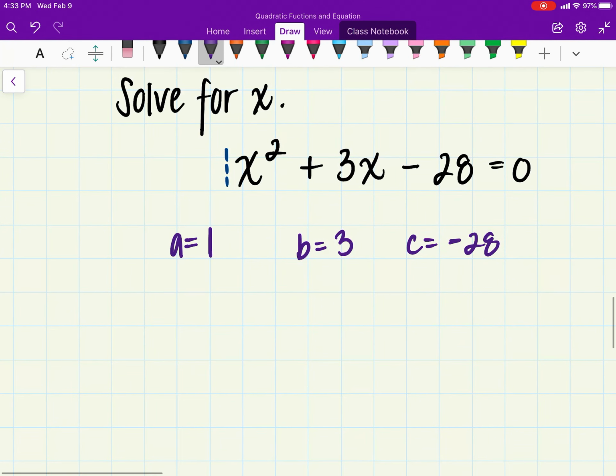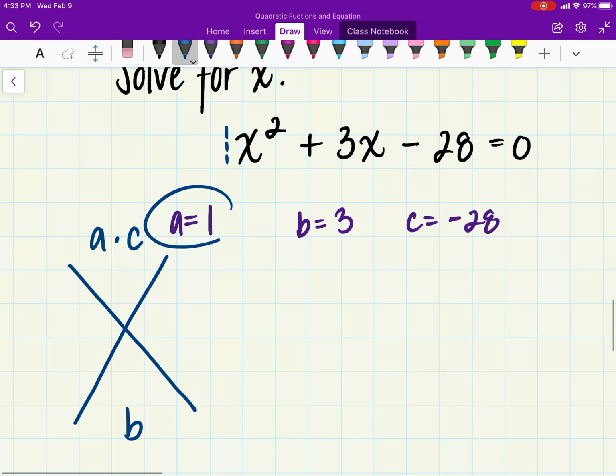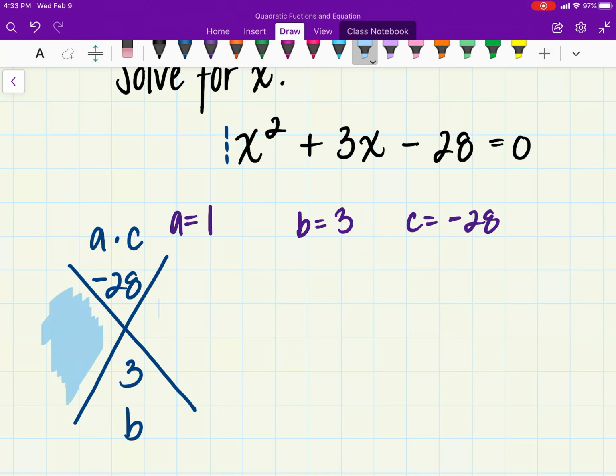So let's go ahead and build our diamond on this side. In this case, guys, I have A times C, and on the bottom, I have a B. A times C is going to give us negative 28, and B in this case is going to be 3. So we're looking for two numbers that multiply to a negative 28, and at the same time, add to a 3.